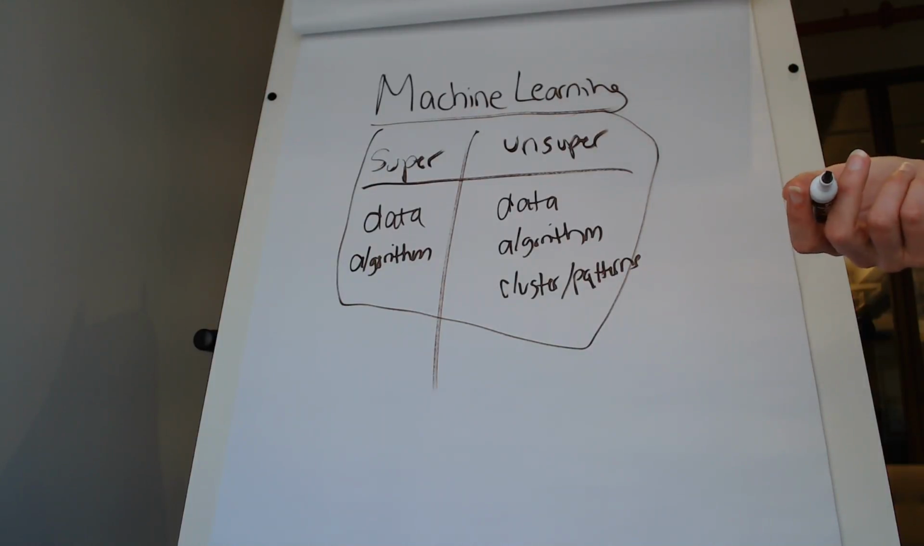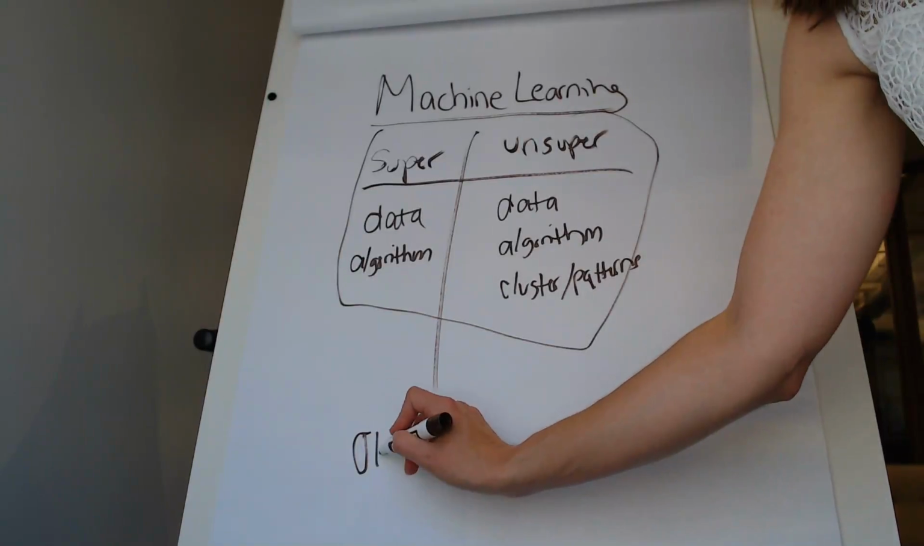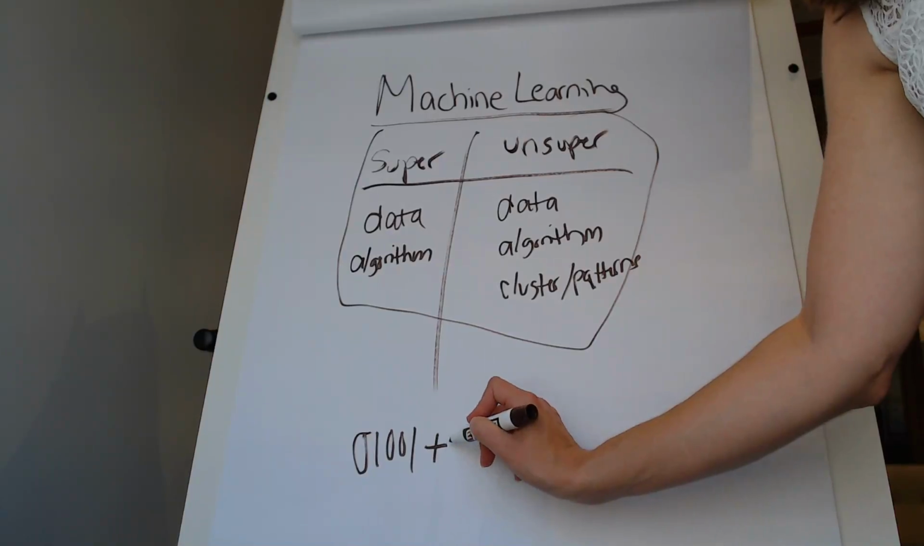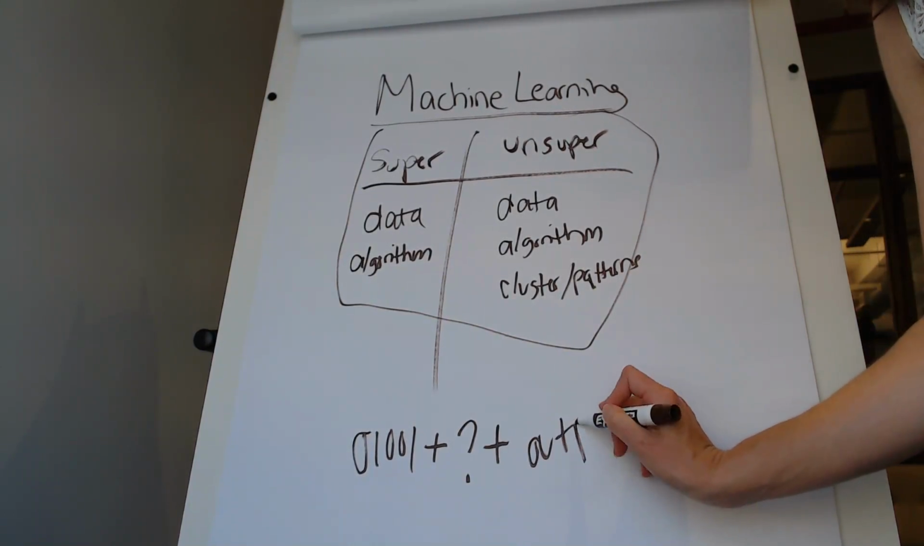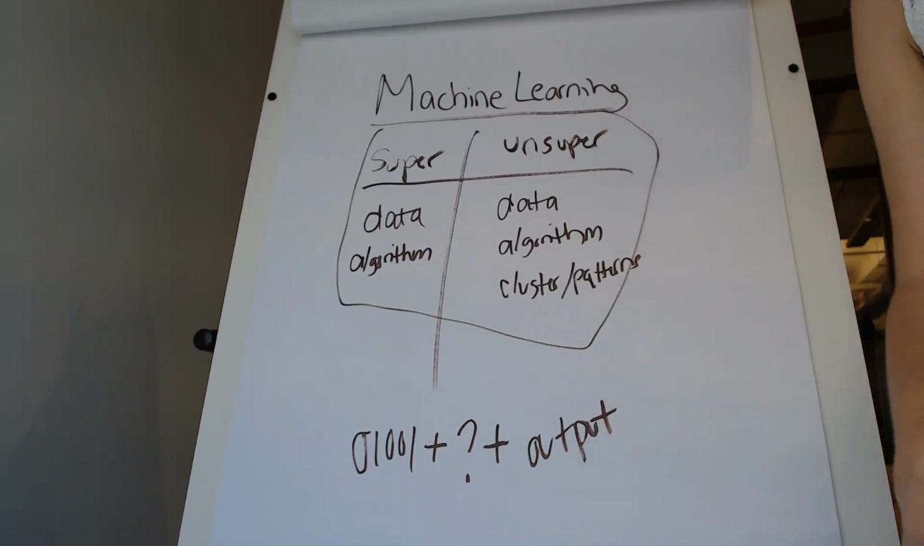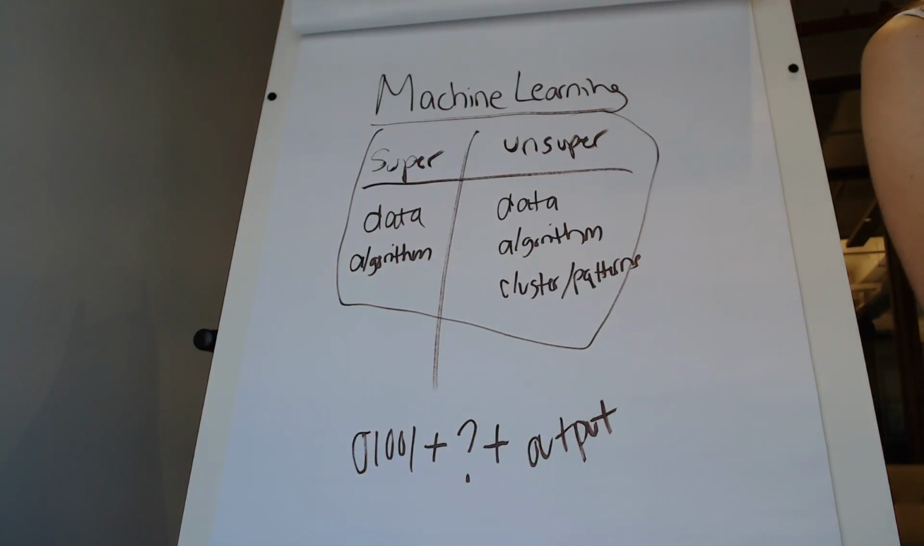And they have a lot in common, right? They have a data set, they have an algorithm, and they have an output. So similar components, but in one you're telling it what to look for, and in the other you're telling it to tell you which patterns apply.